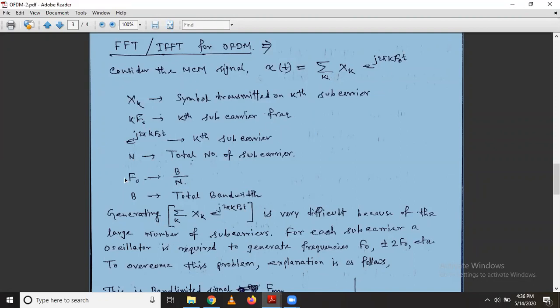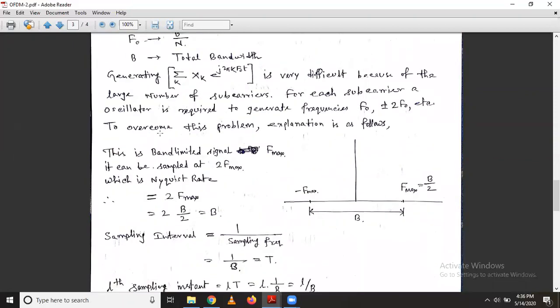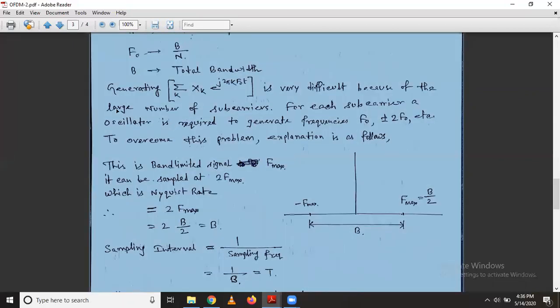So that is what I have mentioned here: generating this MCM signal. The MCM signal is the signal you generate and want to transmit in OFDM also. This signal is used in OFDM also. Generating this signal is very difficult because of the large number of subcarriers. For each subcarrier, an oscillator is required to generate these kinds of frequencies.